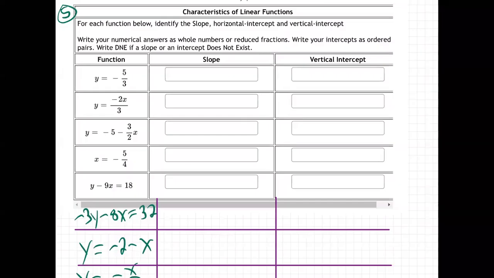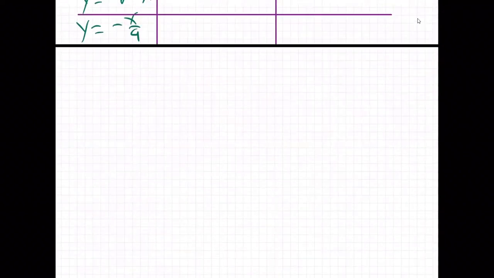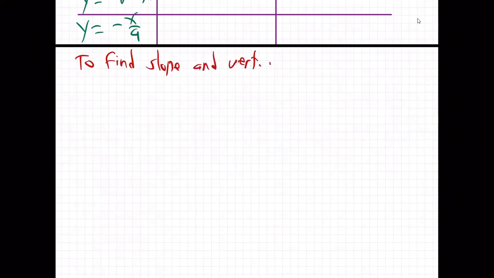Okay, so on this question, we are wanting to solve to find the slope and the vertical intercept on these questions. So the slope and the vertical intercept. What we need to know is, in fact, let me write it down here. To find slope and vertical intercept.